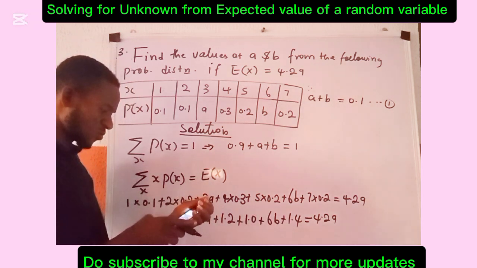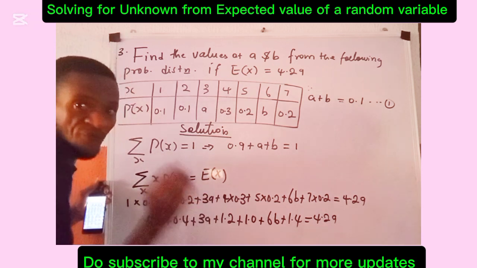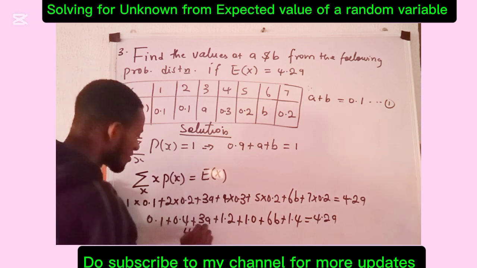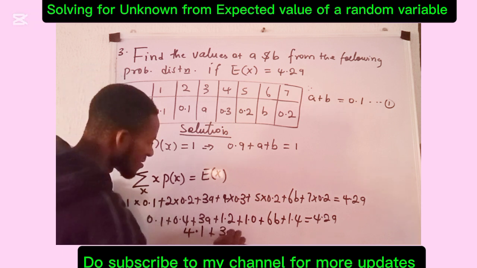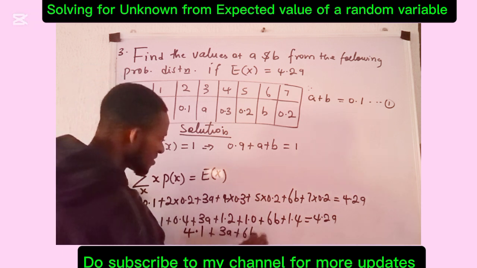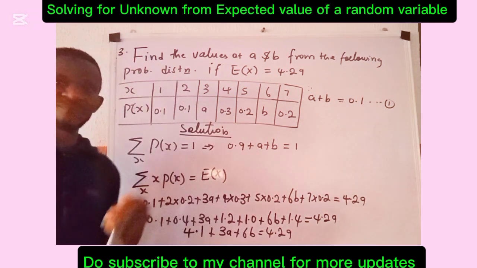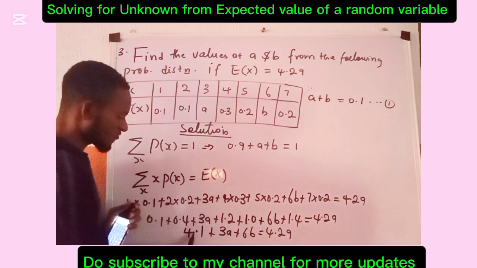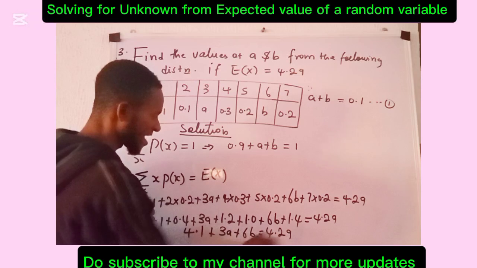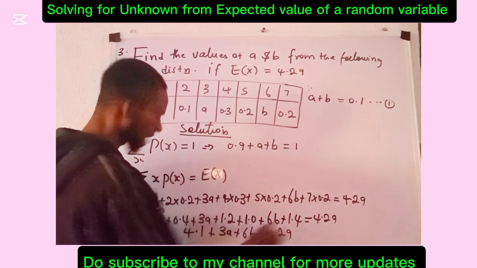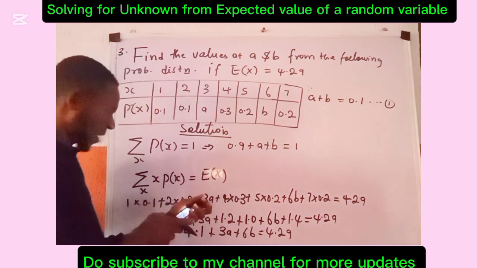2.7 plus 1.4 will give me 4.1. So everything becomes 4.1. So I have 4.1 plus this my 3a plus this my 6b equals 4.29. And know that this 4.1 and 4.29 are like terms. So this one can actually come over here, and when it comes over here, it becomes 4.29 minus 4.1.